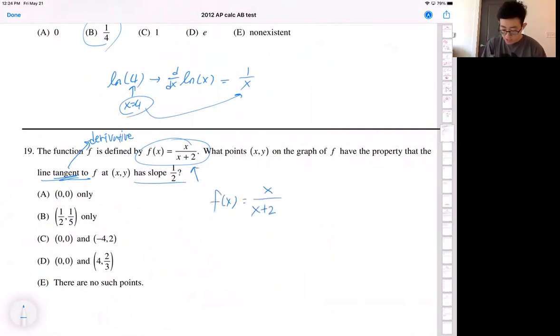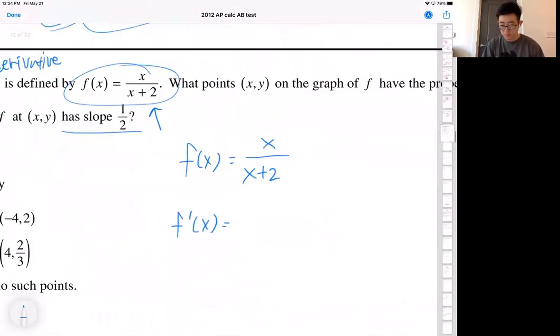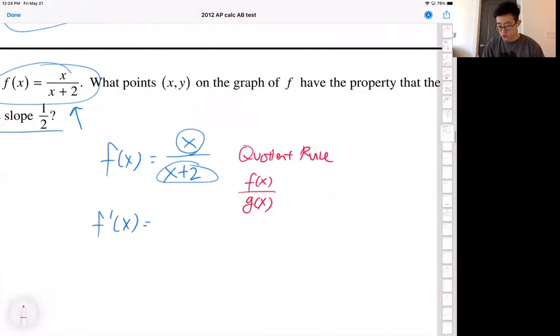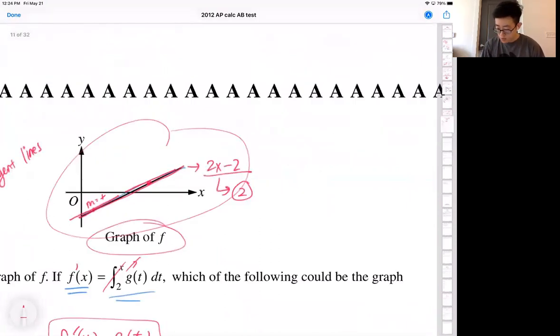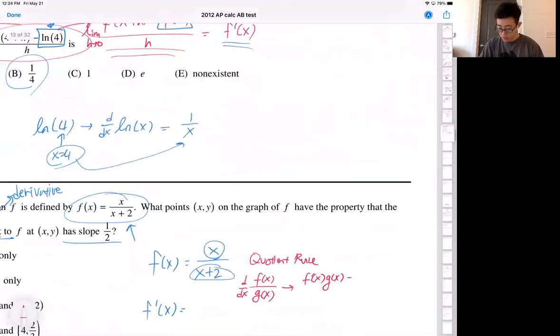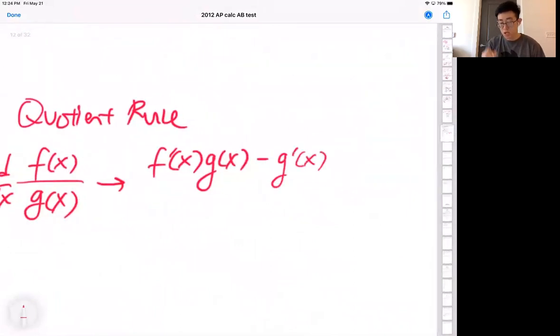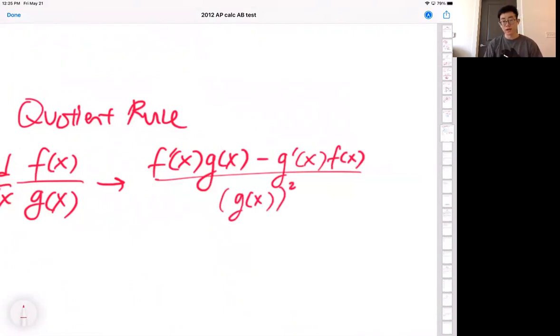So I'm going to write the function for you guys here, and then we want to find the derivative of this. This is a fraction, because we have x in the numerator and also x in the denominator. This means that we want to use something called the quotient rule, which states that if you're trying to take the derivative of f of x over g of x, you take the derivative of the first times the second, and you subtract that by taking the derivative of the second times the first. Very similar to the product rule, but you need to remember that I need to take the g of x and then square that whole thing.